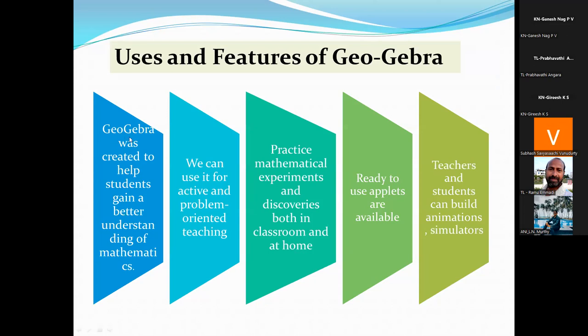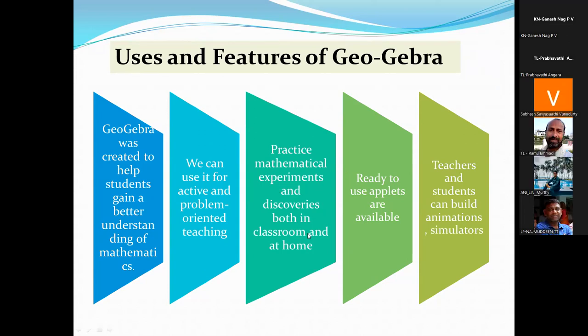First feature is, GeoGebra was created to help students get a better understanding of the mathematical topics. They can explore by themselves, they can create the topics, they can explain everything with the help of GeoGebra. Second, we can use it for active and problem-oriented teaching. You can use GeoGebra to solve problems. You can solve various linear equations, various quadratic equations. And third, you can use GeoGebra for practicing mathematical experiments and discoveries, both in the classroom and at home.